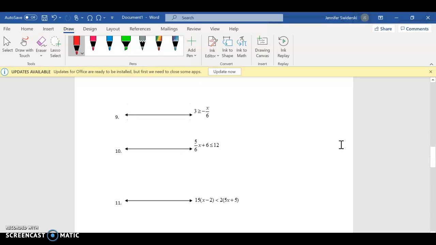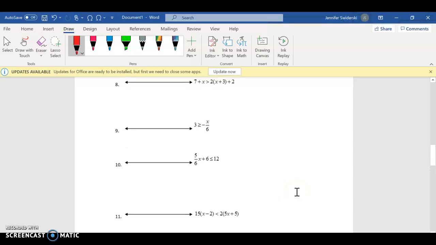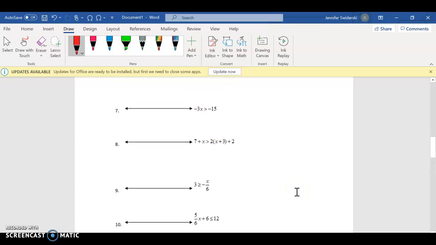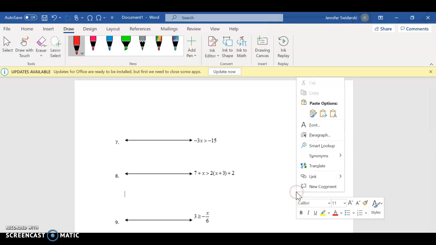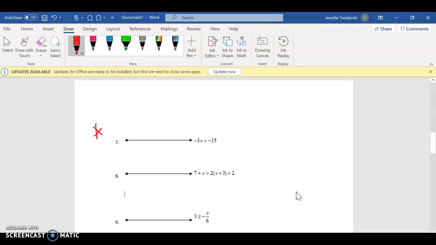All right. So now let's go on to number 7. Put a star by this one for me. New concept, new idea. Anytime you're going to divide by a negative, right, to get the variable by itself, you have to flip the sign. So negative 3x divided by negative 3, that's going to give me x.